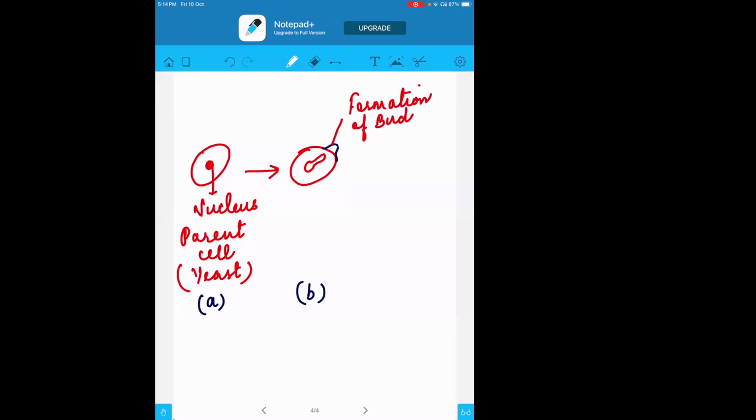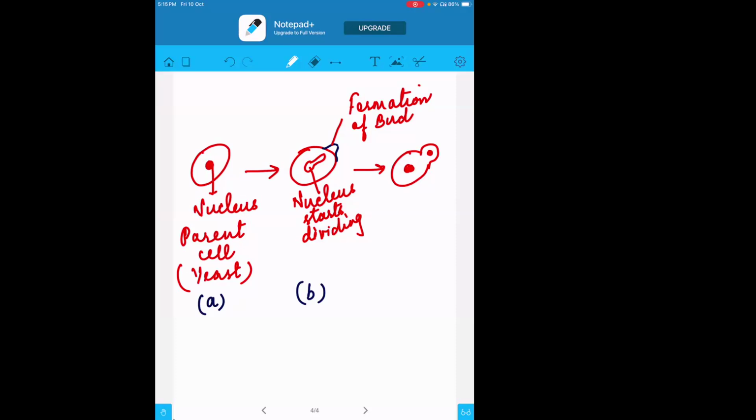And at the same time, what is happening? The nucleus starts dividing. In the first one, the nucleus is present in the parent cell. In the second step, the formation of the bud takes place, and at the same time, the nucleus starts dividing. In the third step, one nucleus will be in the center, and the other nucleus will go to the bud cell. Because of the continuous stretching, the nucleus divides into two. One half stays with the parent cell, and the other half goes to the daughter cell.